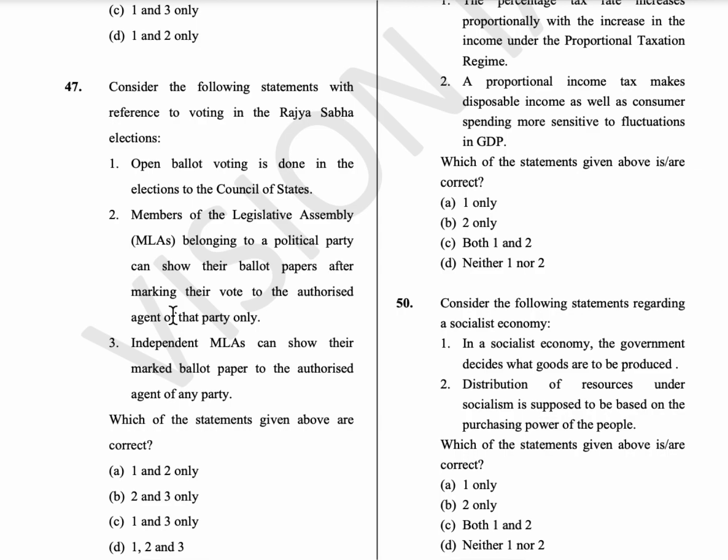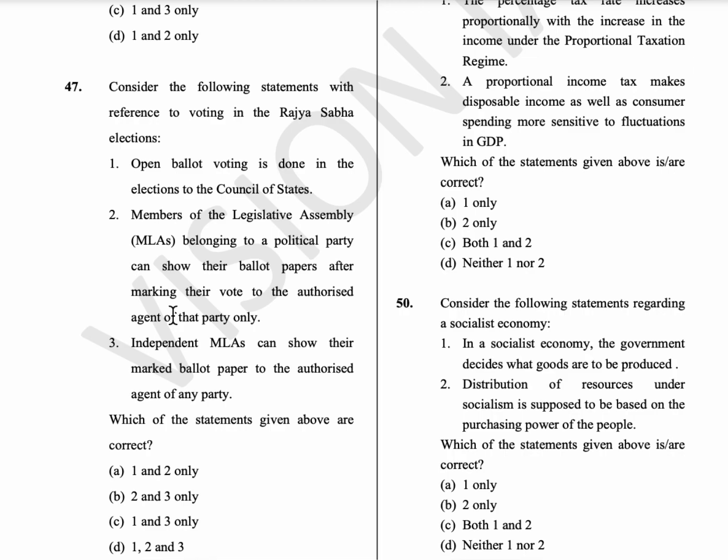47th question. Consider the following statements with reference to the voting of Rajya Sabha elections. The first statement is open ballot voting is done in the elections to the Council of States. The first statement is correct. The second statement is members of Legislative Assembly, that is MLAs belonging to the political party, can show their ballot papers after marking their vote to the authorized agent of the party only.